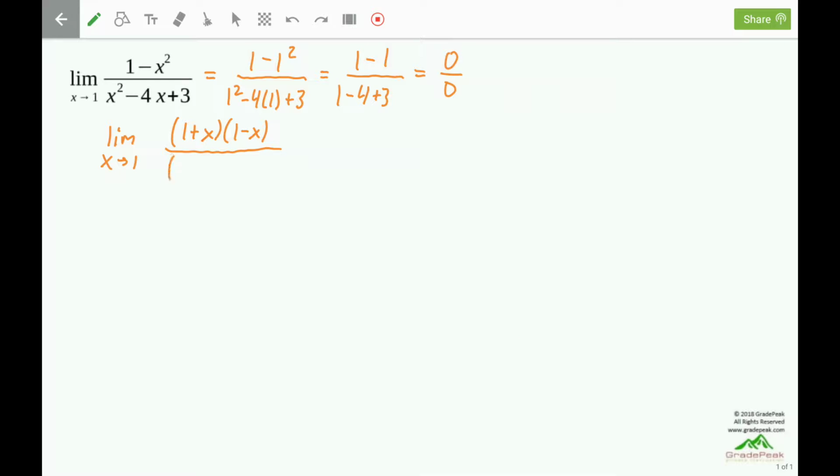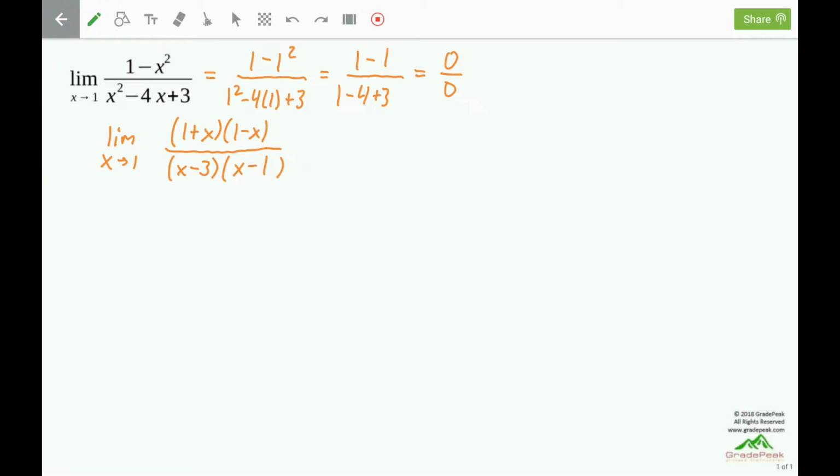In the denominator, it's a trinomial factoring. We need two numbers that multiply to be a positive 3 but add to be a negative 4. So they're going to both need to be negative for that to happen. And it sounds like negative 3 and negative 1 will take care of that.